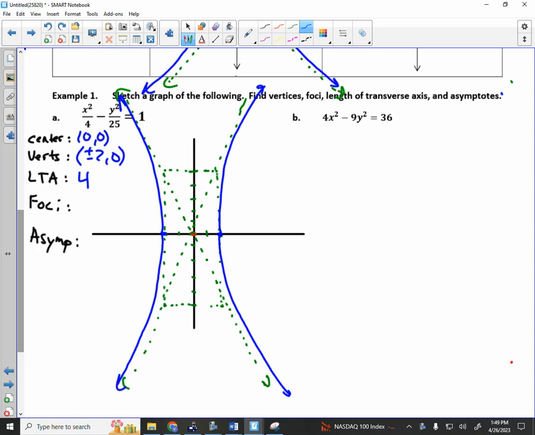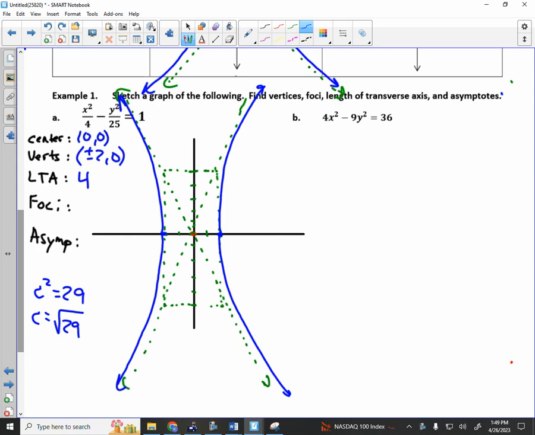Now I determine the foci. In order to determine the foci, I need to find the value of C. To find C, I take a squared plus b squared. Doesn't matter which one is A or B, because you're going to add them together. Before, like yesterday, A was the bigger one. Now it doesn't matter because you add them together. So C squared is equal to 29. So C is equal to the square root of 29.